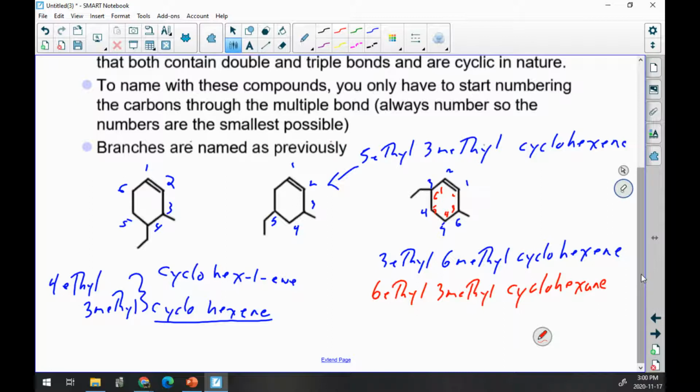Although, if someone on a written response gave me what I wrote in red, fine, I don't have a problem with it. You're numbering through the double bond, the numbers are still 3 and 6. The reason I would say the purple would be the proper one is because the numbers and the alphabetical order match up. We go 3, 6 instead of 6, 2.